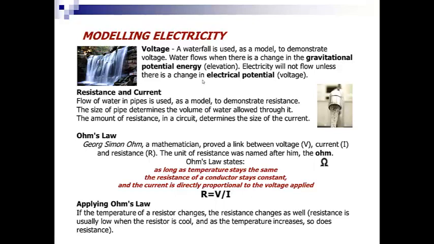Ohm's law. George Simon Ohm, a mathematician, proved a link between voltage, current, and resistance. The unit of resistance was named after him. It's called the ohm. Ohm's law states, as long as temperature stays the same, the resistance of a conductor stays constant, and the current is directly proportional to the voltage applied. So, resistance is equal to voltage divided by current if the temperature stays the same.